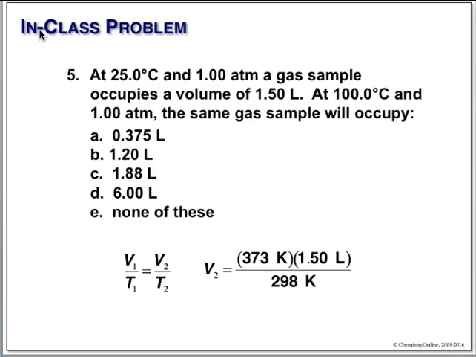Multiply and divide. We're at 1.88 liters. If you think about it, we are raising our temperature from 25 to 100, and the volume goes up from 1.5 to 1.8. I get 298. 298, 25 plus 273.